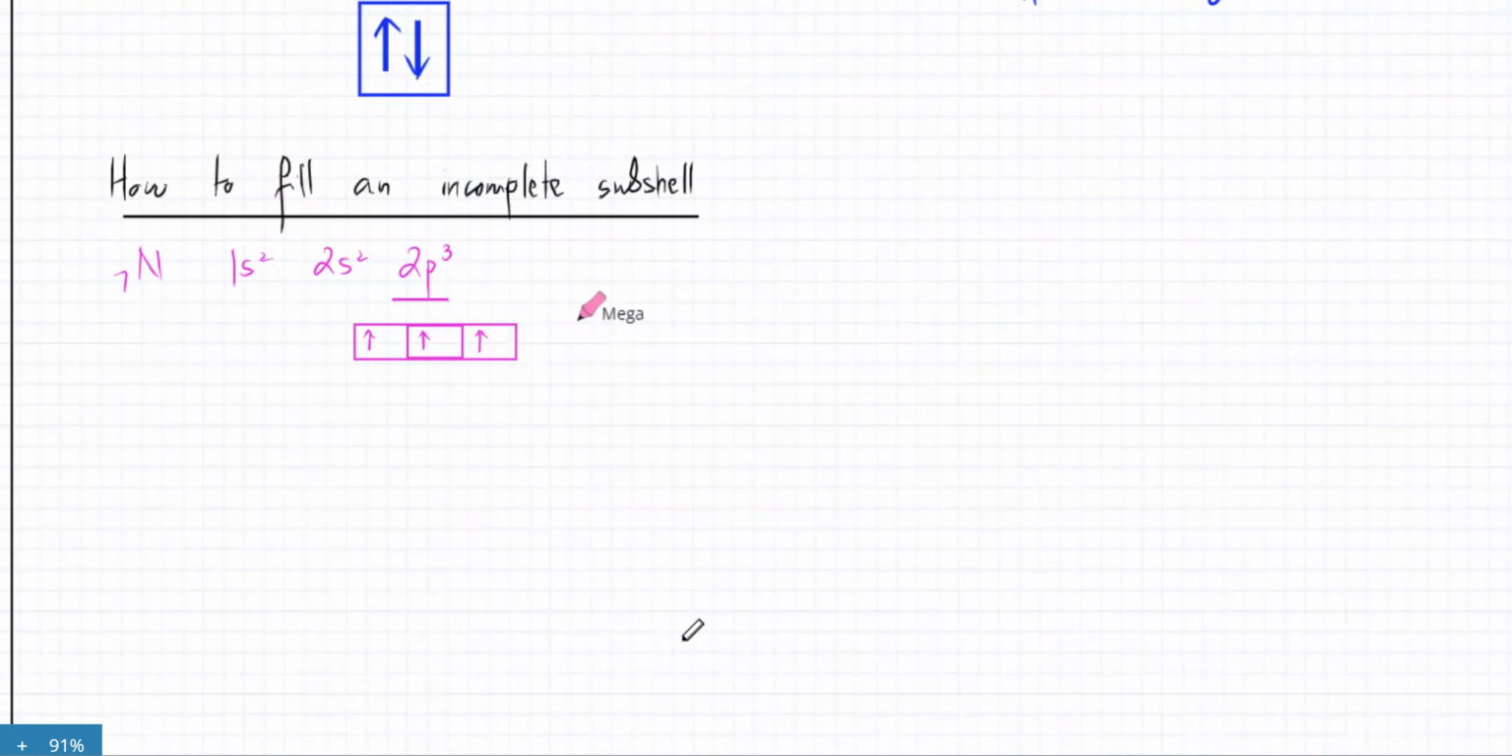So one electron would go into each of those orbitals. Why would that happen? The reason is that the electrons are going to prefer this way, because in this way they can avoid repulsion.